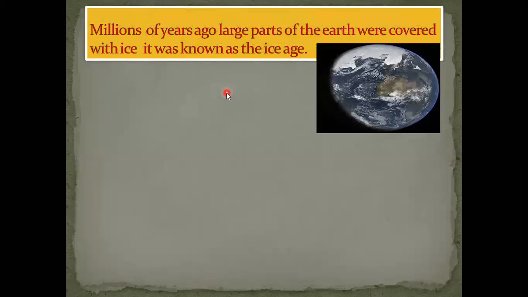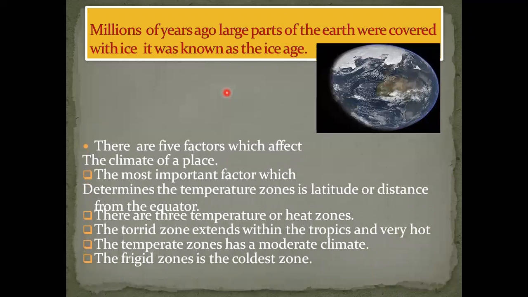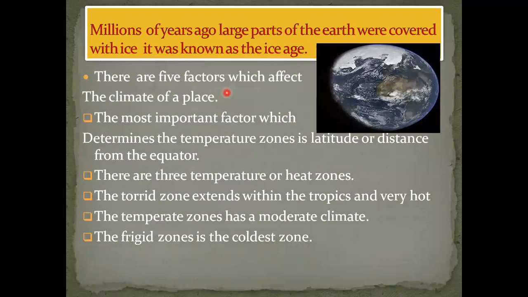Next, we have to know that millions of years ago, children, a large part of the earth was covered with ice. It is known as the ice age. What do you mean by ice age? Millions of years ago, a large part of the earth was covered with ice. It is also known as the ice age.